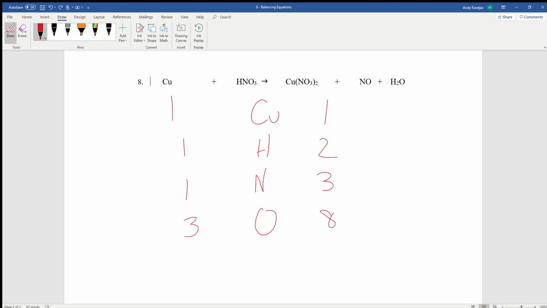So let's start at 4. So this goes to 4, this goes to 4, and oxygen to 12. Now we can put a 2 in front of water to balance hydrogens. So that goes to 4, and oxygen goes to 10.